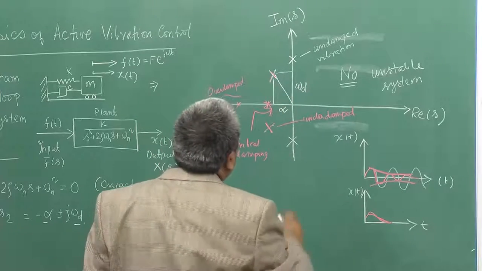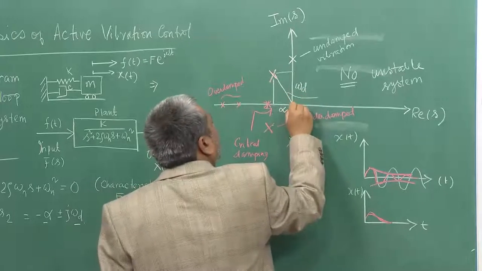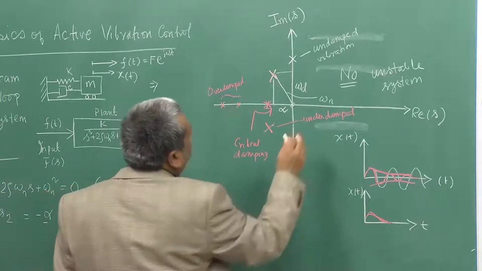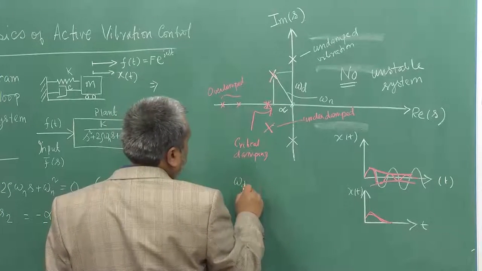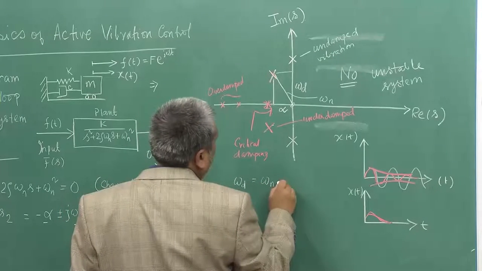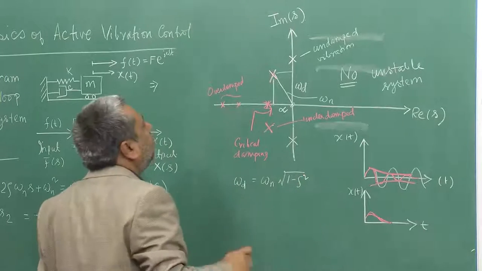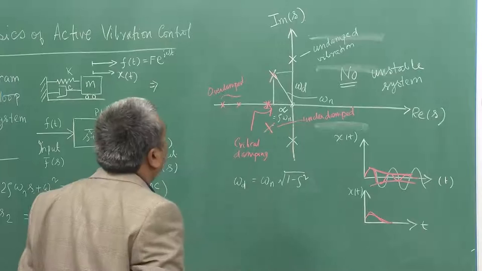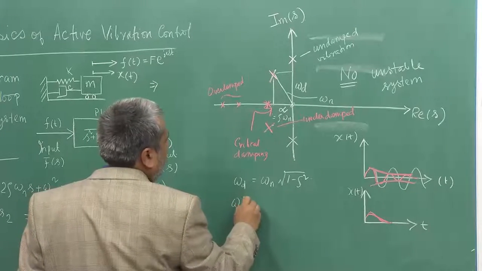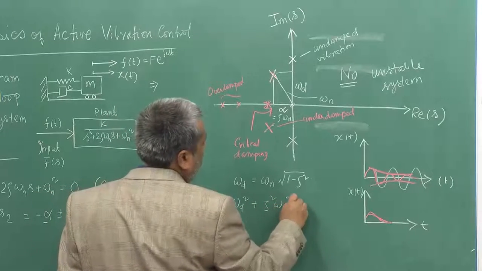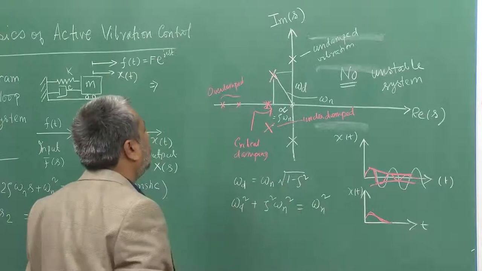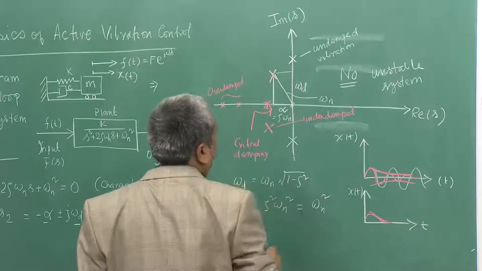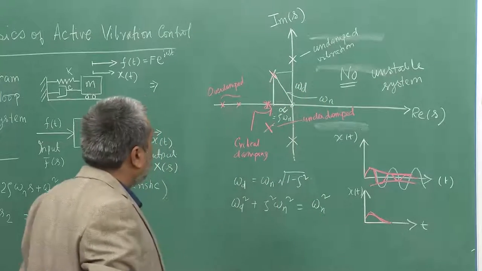Say for example, if you look at it, what is this radial distance from the origin till this point? You will see that this is nothing but omega n. You can verify it, because you know that omega d equals omega n into square root of 1 minus zeta square. Now, this distance alpha actually equals zeta omega n. So you can see that omega d square plus zeta square omega n square equals omega n square. That's the Pythagoras law. So omega d square, which is this distance, plus zeta square omega n square is going to give you this radial distance, that is omega n itself.